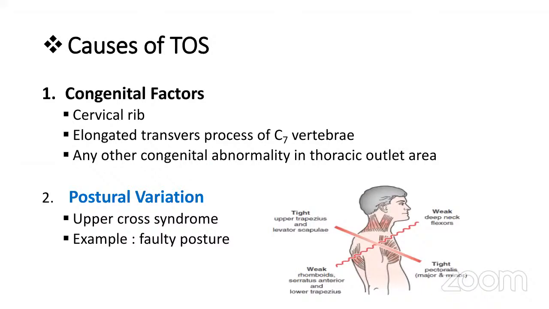For example, posterior superior structures, upper trapezius and levator scapulae, are tight. Opposite to that, antero-inferior structures, pectoralis major and pectoralis minor, become tight. And in the other cross, antero-superior structures, the deep neck flexors, are weak, and opposite to that, posterior-inferior structures, serratus anterior, rhomboids, and lower trapezius, become weak.